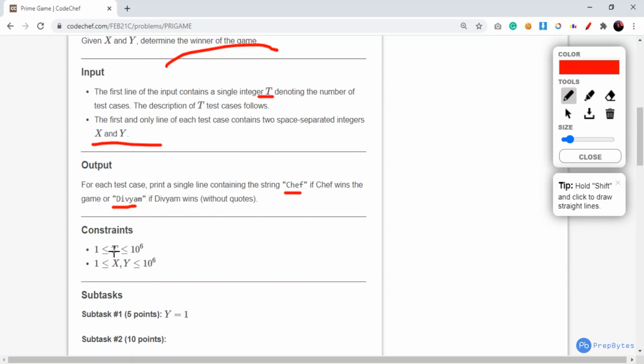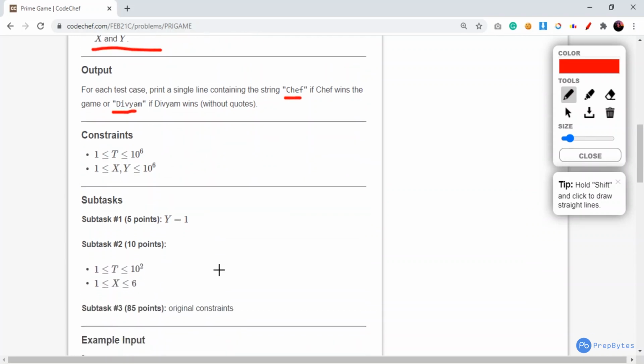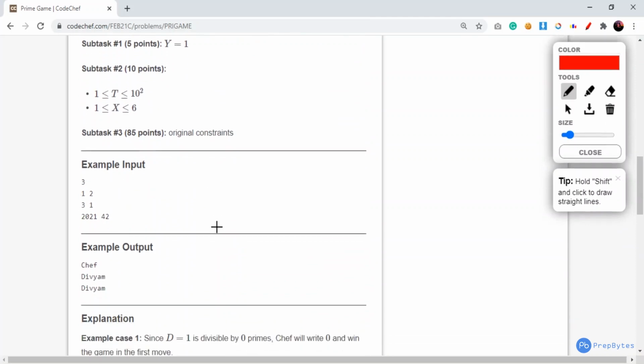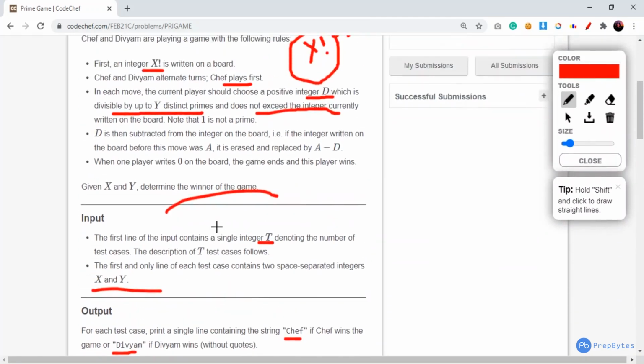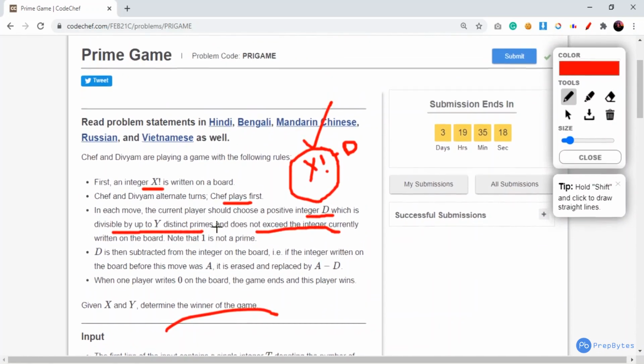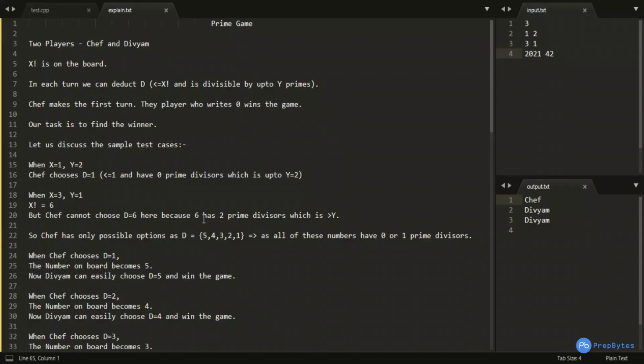The number of test cases t can range from 1 to 10 power 6 and x, y can also range from 1 to 10 power 6. So this is my example input output. Let's move to the coding section and understand how this problem goes and how the sample test cases are being solved. The gist of the problem, which I noted down as important points: there are two players, Chef and Divyam. X factorial is on the board.